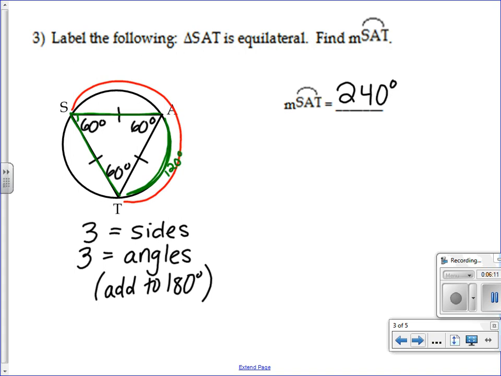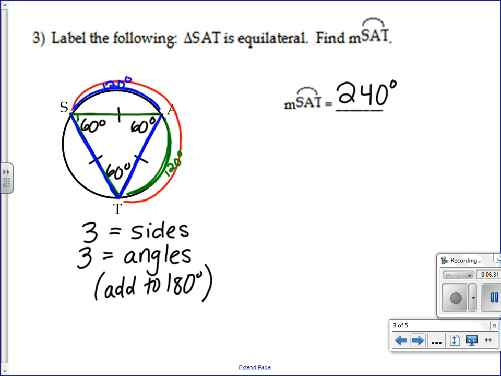Now, if I were to look at a different inscribed angle, let's say angle T, I'll highlight this in blue, its intercepted arc is SA. So again, that's just going to be double the 60. So again, I have another 120.